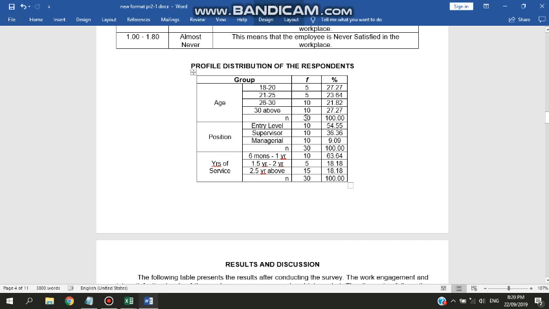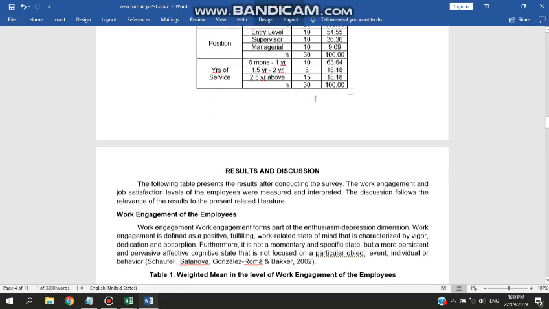As you can see, ito yung n. Small n represents the number of example in which is 30 respondents. So ito yung cumulative percent for each frequency. F equals small f na naka-italize is frequency. Okay?